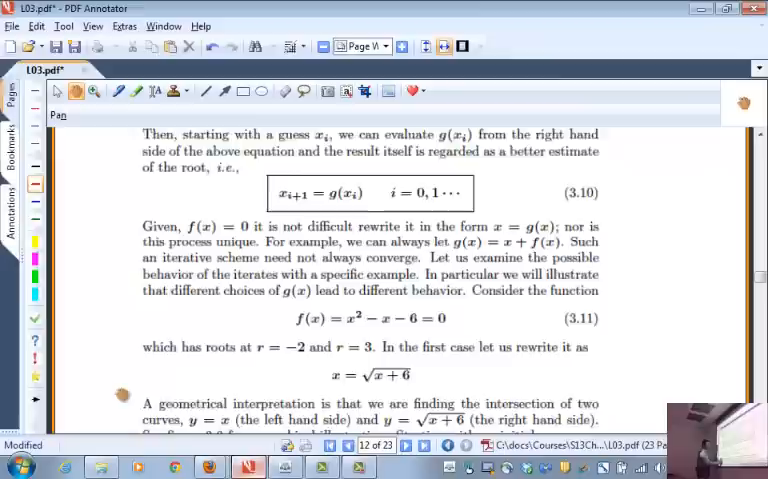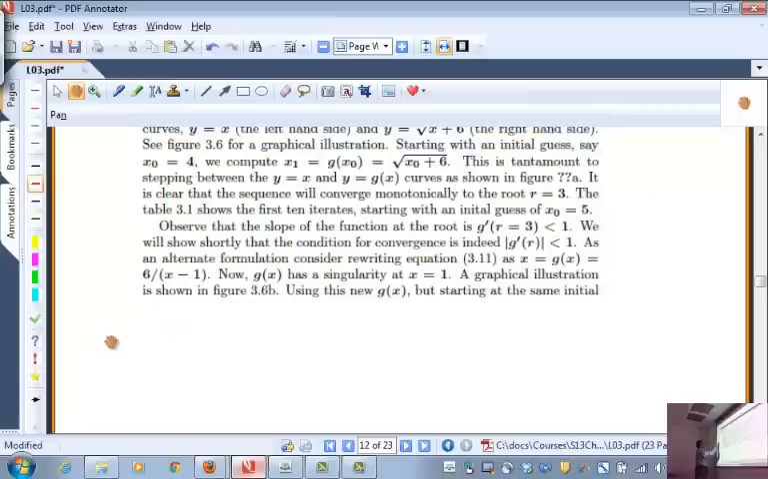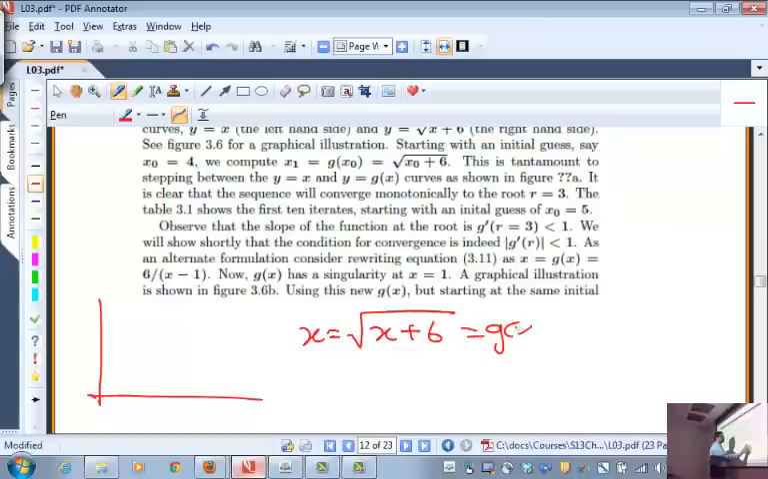So graphically, what does this mean? It simply means if I plot the left-hand side and the right-hand side, I'm going to try to draw this. So I have x equal to the square root of x plus 6, which is what I call g of x. This is the right-hand side, and this is the left-hand side.